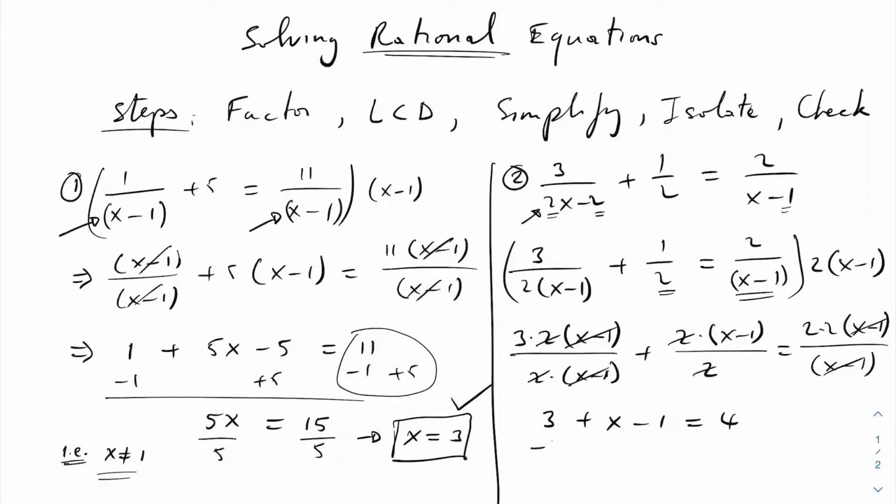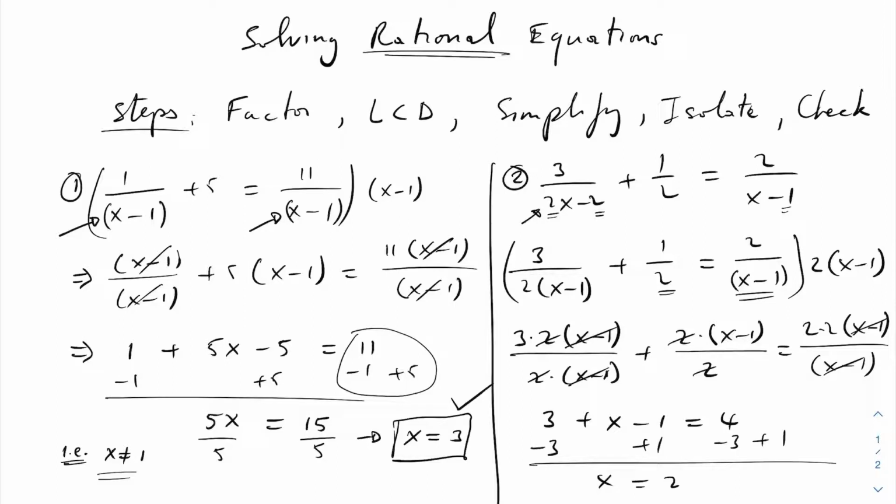Next, I'm going to try to isolate the variable x by subtracting 3 on both sides of my equation and also adding 1 on both sides of my equation. So I'm going to have just x left, which is going to be equal to 4 minus 3, which is 1, plus 1, which is 2. So I'm going to have x equals 2 here.